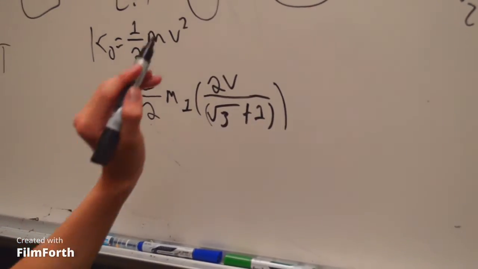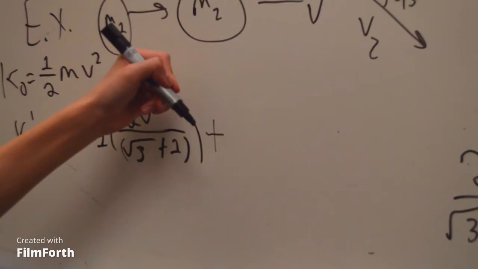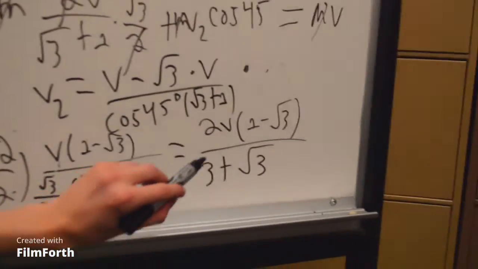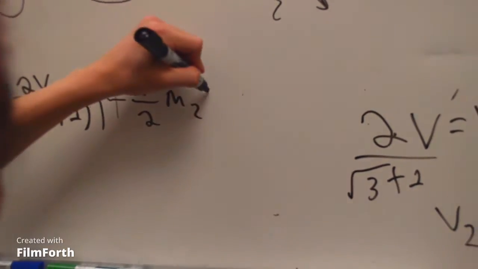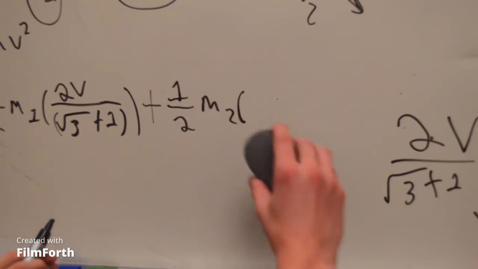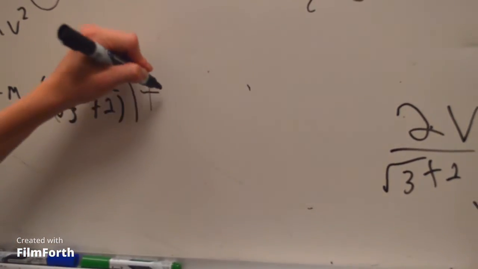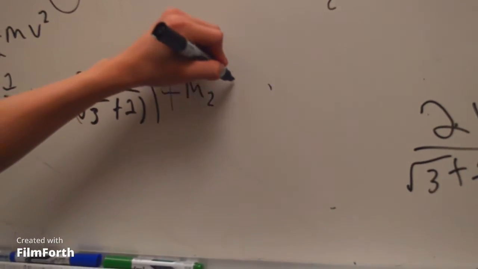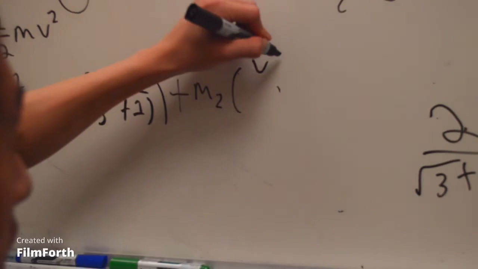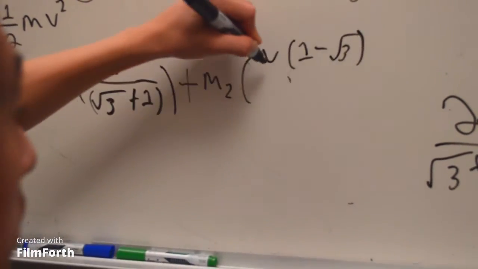Furthermore, we add the second kinetic energy, because now this mass 2 has kinetic energy. So it'll be plus 1 over 2 M2 multiplied by 2V. But now I noticed that the 2's cancel out. So then we'll get M2 multiplied by V multiplied by 1 minus root 3, all divided by 3 plus root 3.